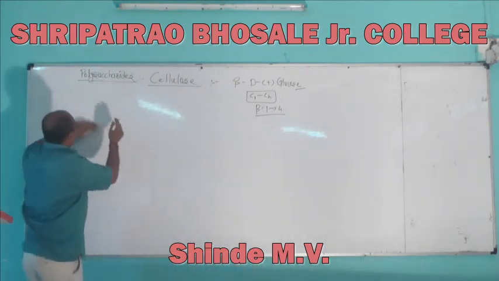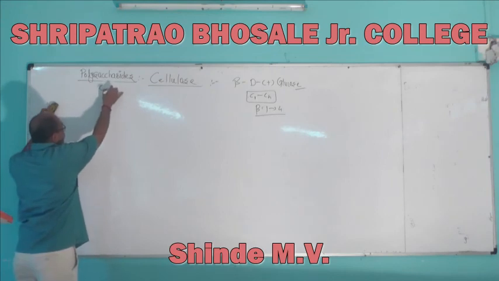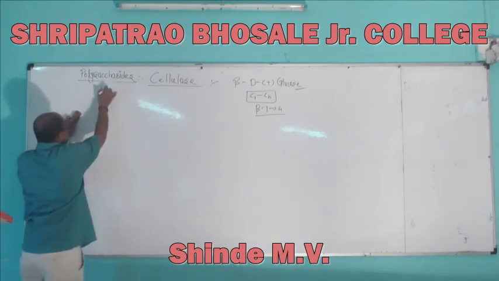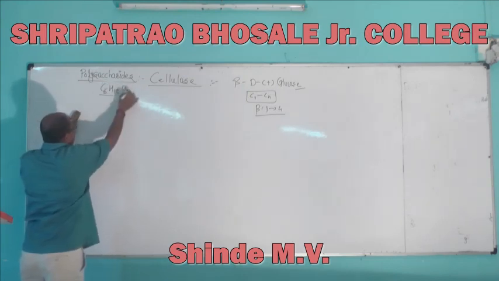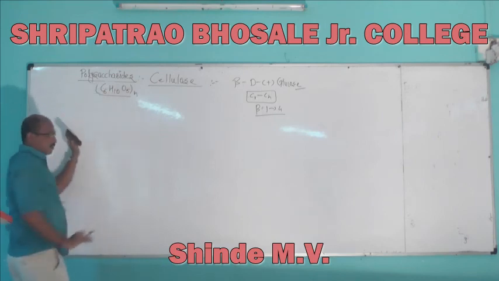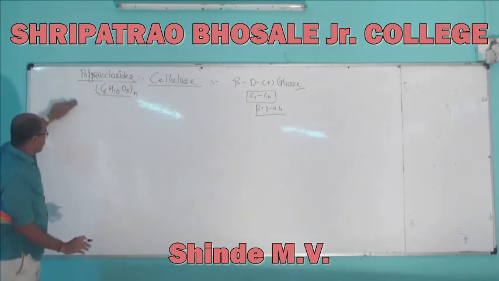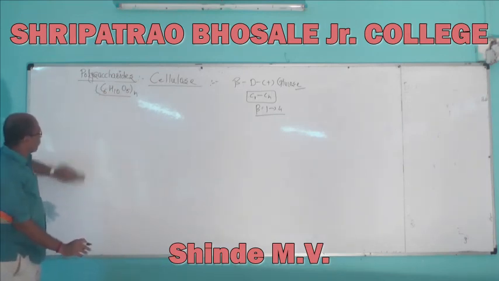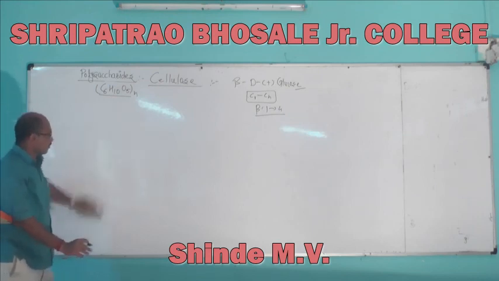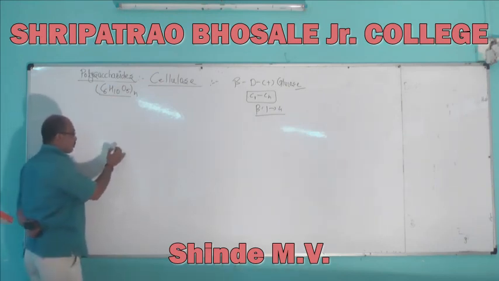The general formula is the same, C12, H22, C6, H10, O5. When we observe the structure of cellulose, I am drawing here the structure of beta D glucose.